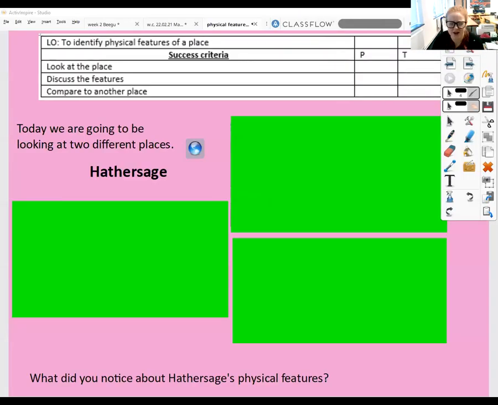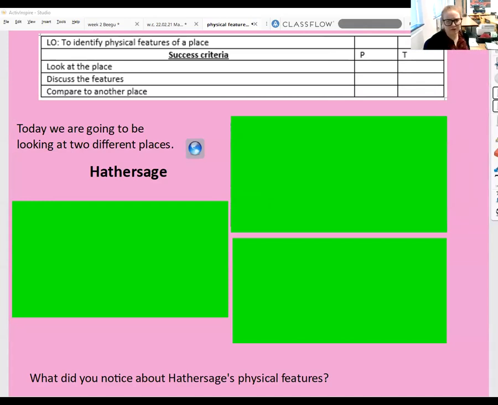Okay, so in that video we saw lots of different physical features around Hathersage. So what kind of places did we see? Ooh, quite similar to Eyam, wasn't it? But maybe a little bit different. What kind of things did we see? Shout it out, have a little think and then shout it out. Can you remember what kind of physical features we saw?